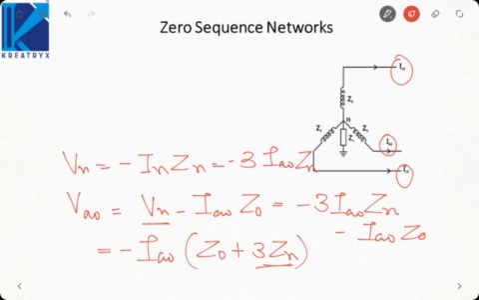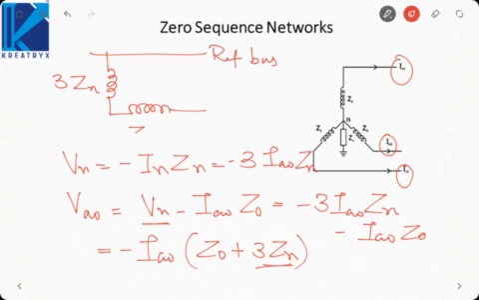So how will my circuit look like? This will be the reference bus. This will be 3Zn, Z0, that is VA0, IA0. Okay. So that is how we can draw the zero sequence network from a star connected winding.